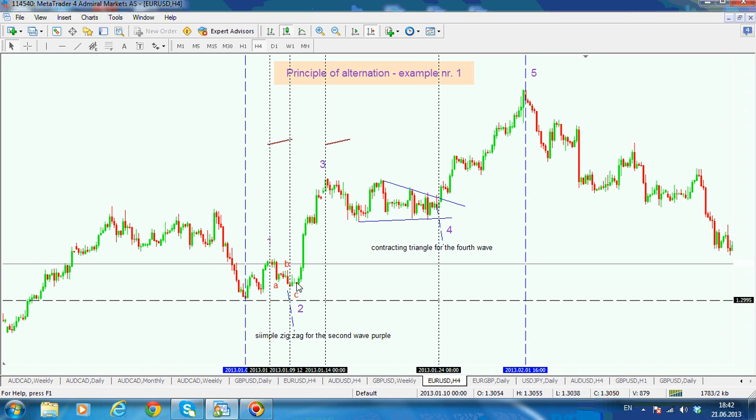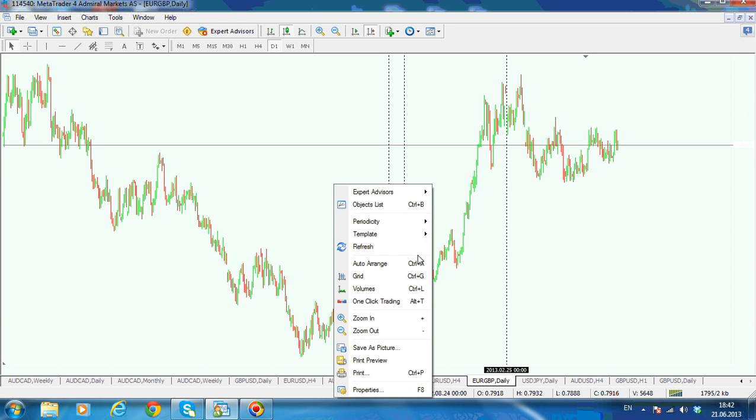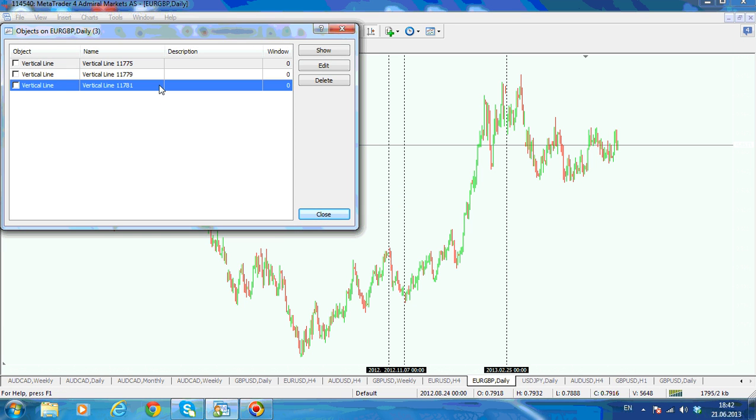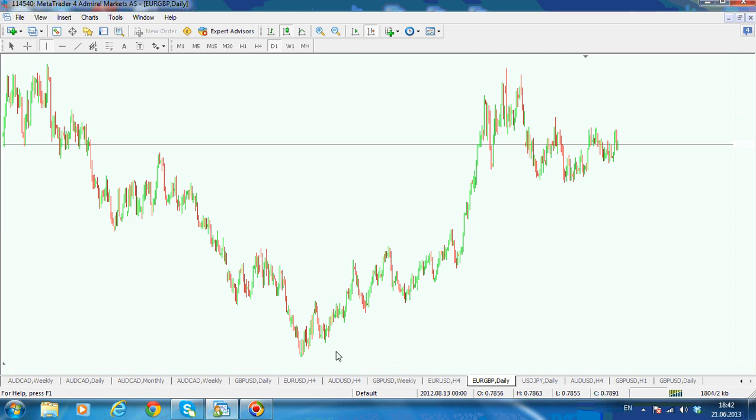Anyway, this was the first example, and let's move on to take a look at another example. This was an example from the euro-dollar 4-hour chart. This is a euro-great British pound daily chart, and let me delete the objects from here. And this is interesting to see because I would like to take a look at the move from the lows here.